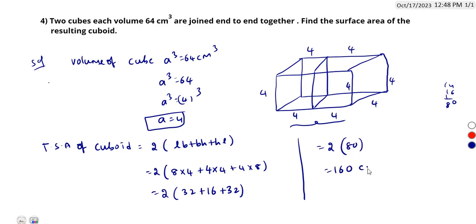160 centimeter square. If two cubes are joined, the resulting cuboid surface area is 2 into (LB plus BH plus HL). Length here is 4 plus 4, which is 8. Breadth is 4, height also 4. So the total is 160 centimeter square.